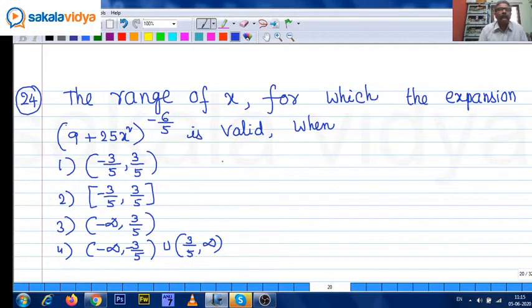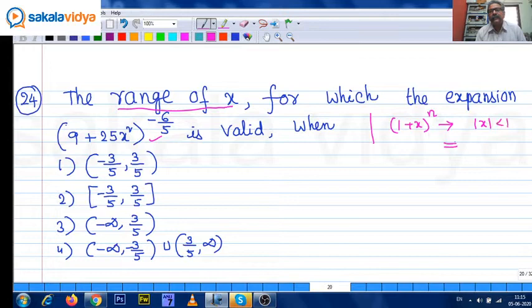Right, let us check now. Here the range of x we need to find out for which the expansion is valid. See, this 1 plus x whole to the power of n, when n is not an integer, is valid when mod x is less than 1. That means minus 1 less than x, x less than 1. You remember this one.